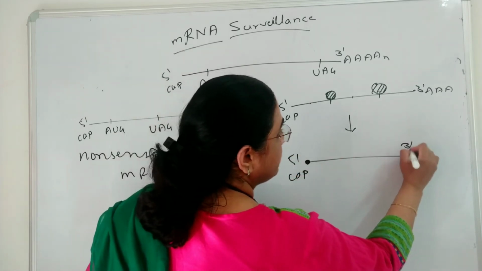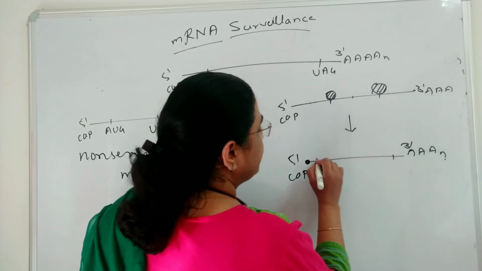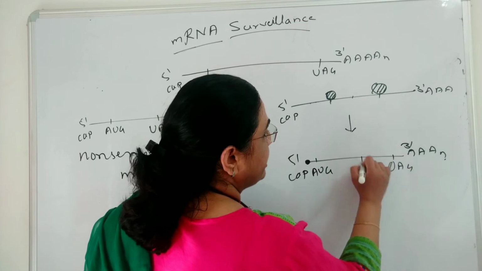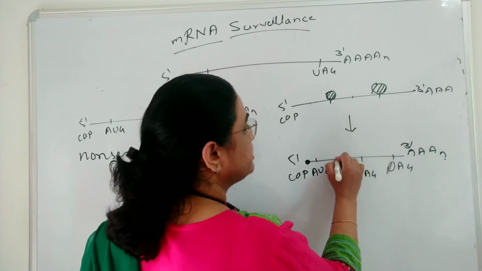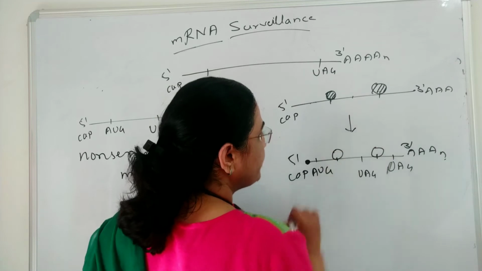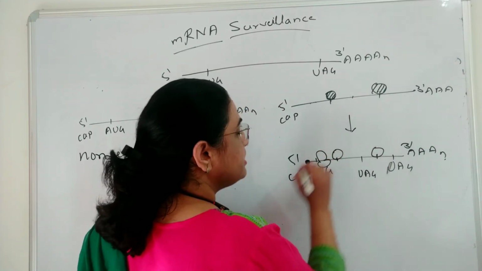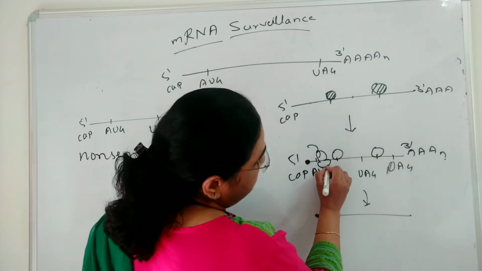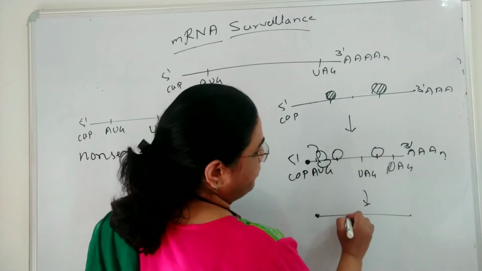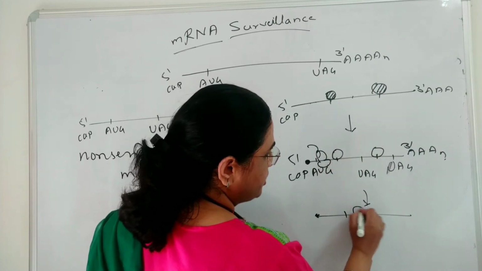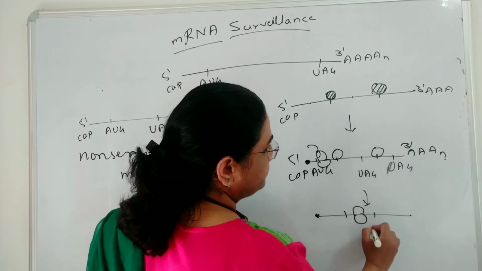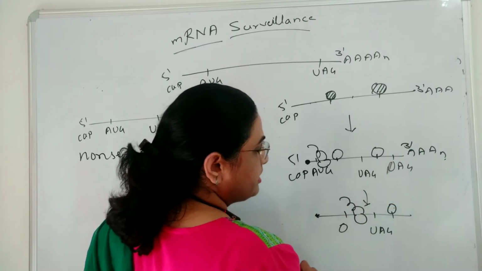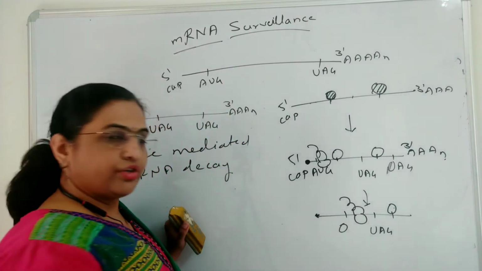Normally, when there is a translation, what is happening? Here it is AUG, here is a stop codon, and in between there is a UAG again present, and here the exon junction complex has been loaded, and now the translation has been started. Now this ribosome has passed over this exon junction, so there is a removal of this exon junction complex.